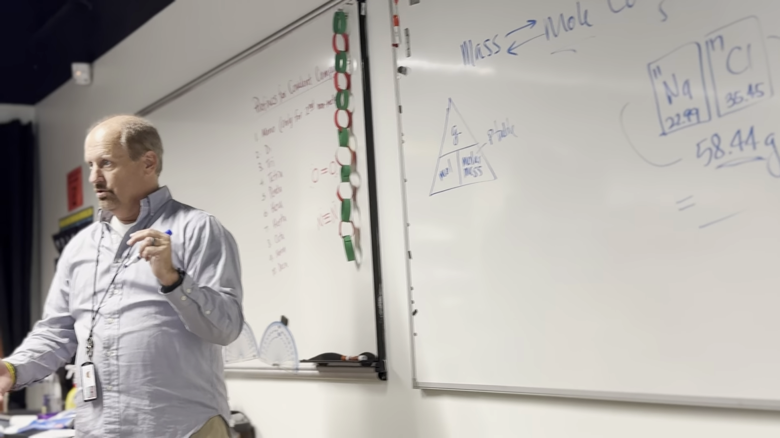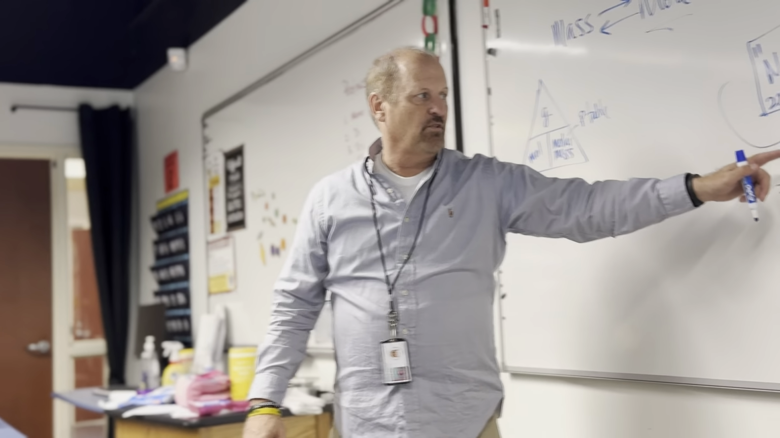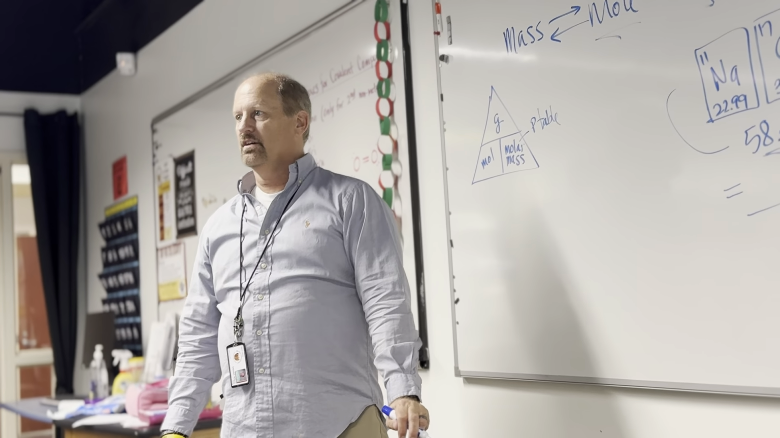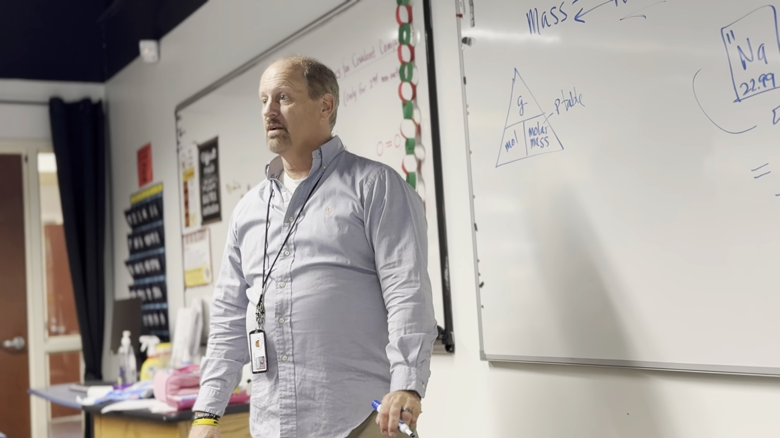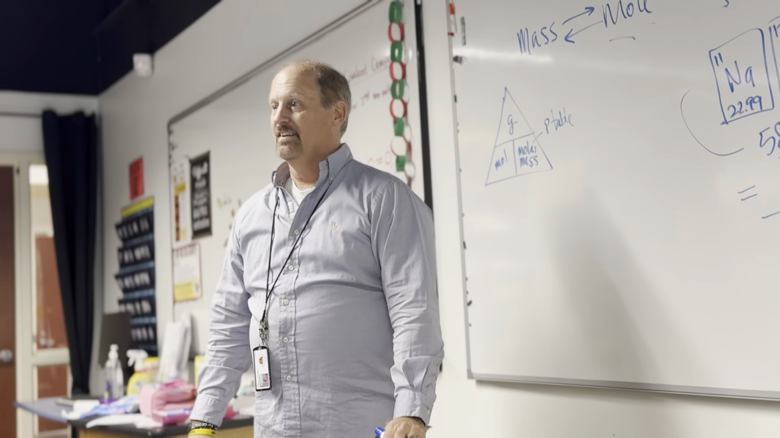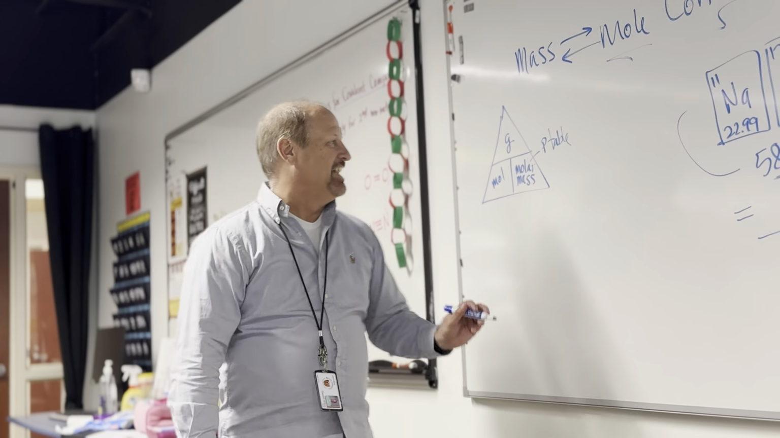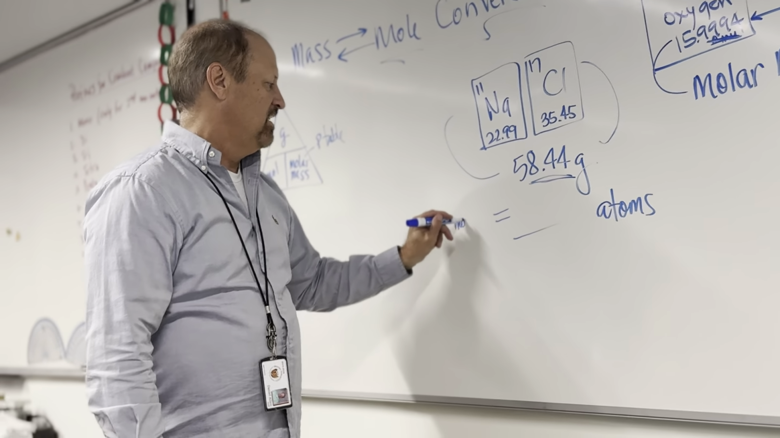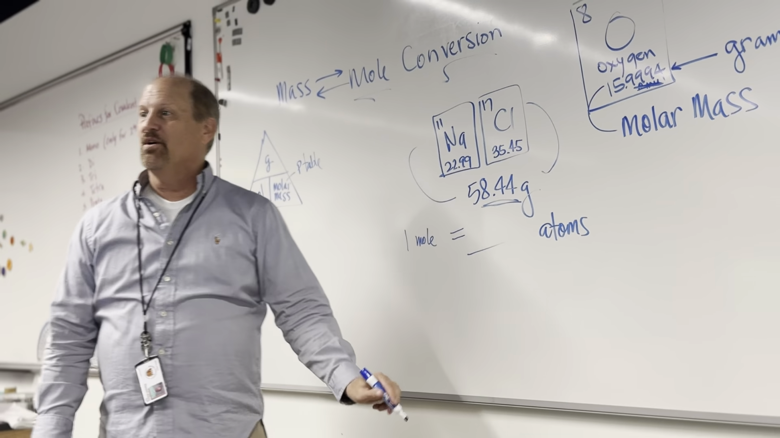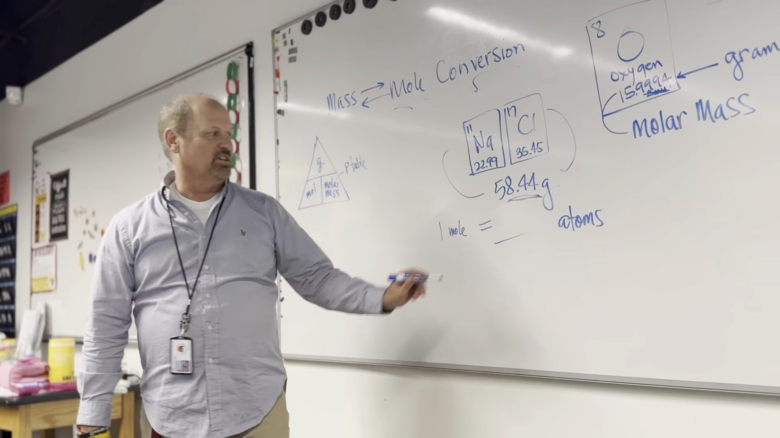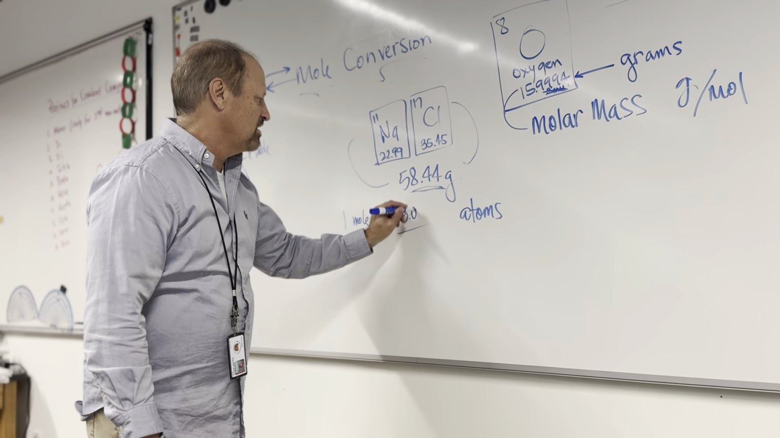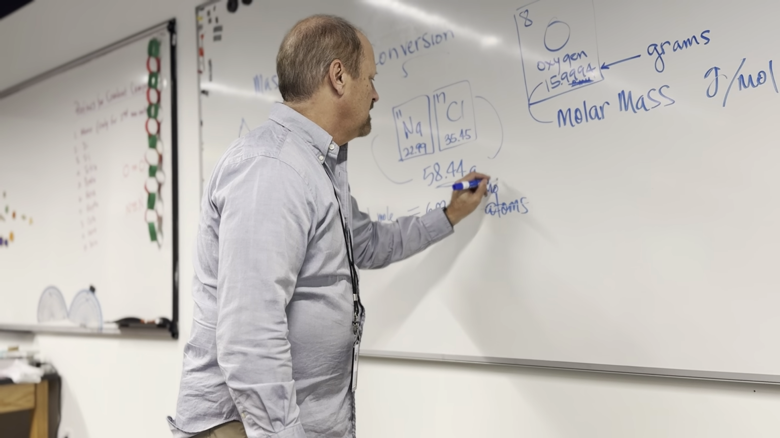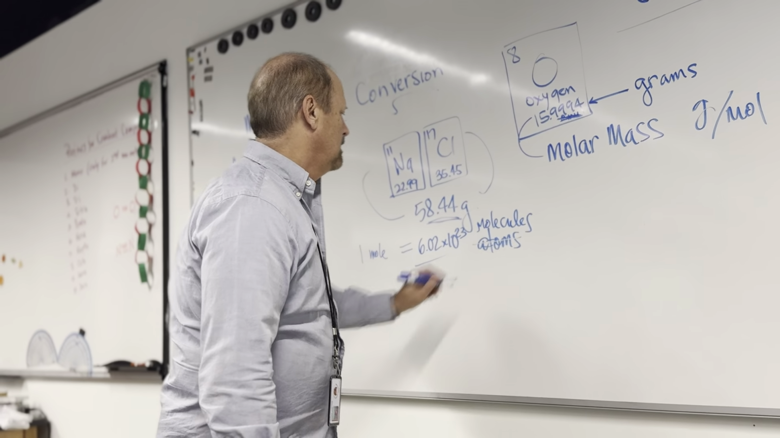Okay, so any ideas? 58.44 grams divided by the molar mass of this, which is what? 58.44. Who's got a calculator? 58.44 divided by 58.44. That's one. That's 1 mole. So how many atoms is that? If I have 1 mole, how many atoms is that? 6.02 times 10 to the 23rd. That's molecules, because this is a... Okay?